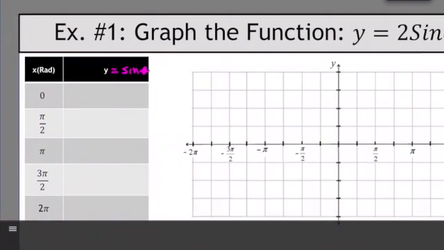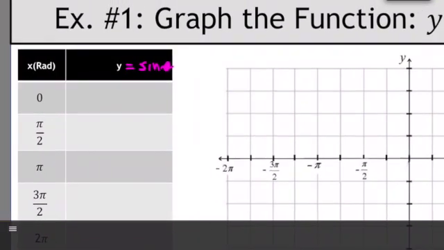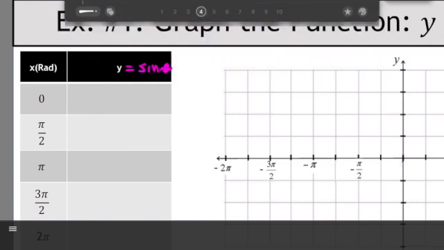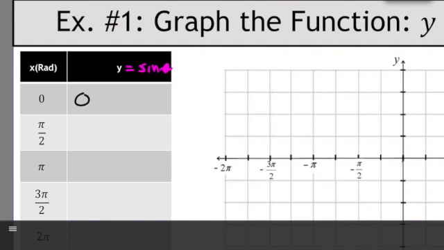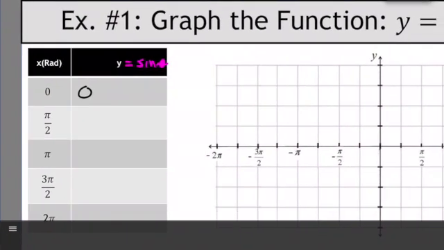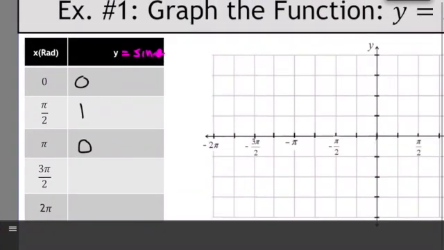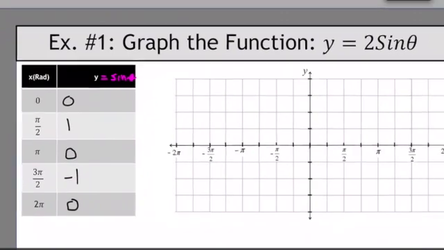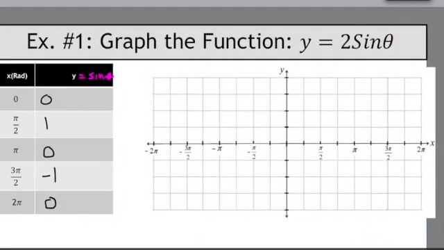So it's asking here, what's the sine of 0? Well, the sine of 0 is just 0. What's the sine of pi over 2? Sine of pi over 2 is 1. Sine of pi is 0. Sine of 3 pi over 2, negative 1. And then sine of 2 pi, we go back to 0. So that's our parent function. So I'm going to go ahead and graph that. Notice how it's just a little pattern, 0, 1, 0, negative 1, 0. So that's what we're doing here.